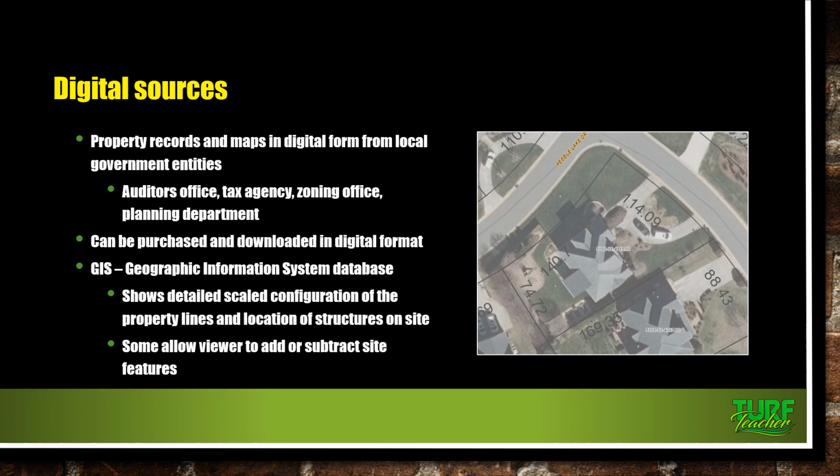Digital sources: the property records and maps in digital form from local government entities. Auditor's office, the tax agency, zoning office, planning department, and we've seen this picture here. Again, this is at the corner of Campton Ridge Road and Pebble Lake. We've seen it in the previous lecture. Can be purchased and downloaded in digital format. They can actually give you a hand copy, printed copy if you need be.